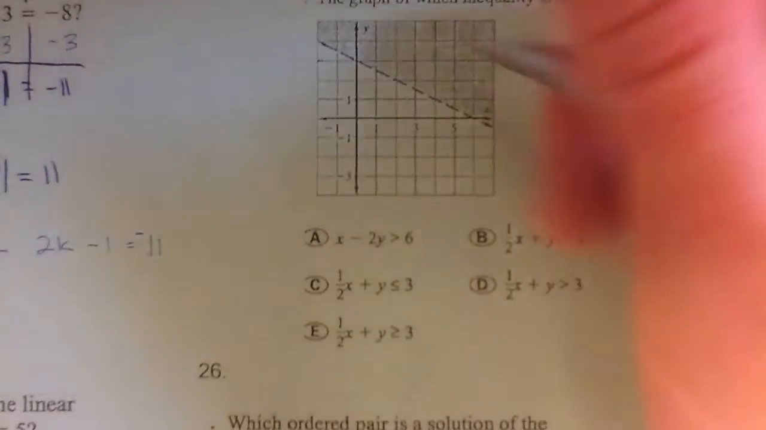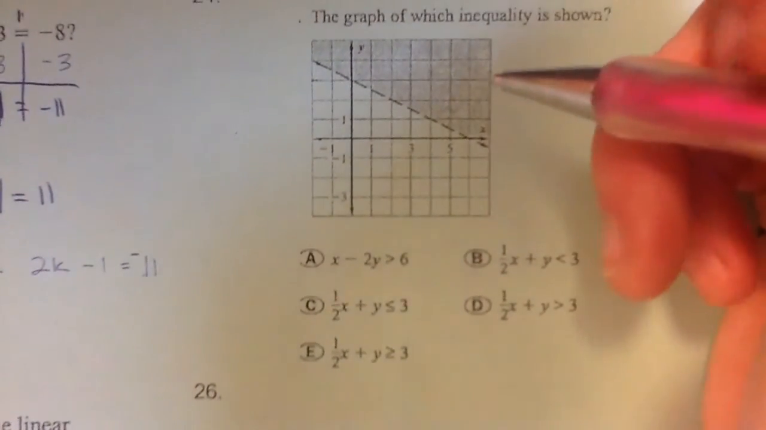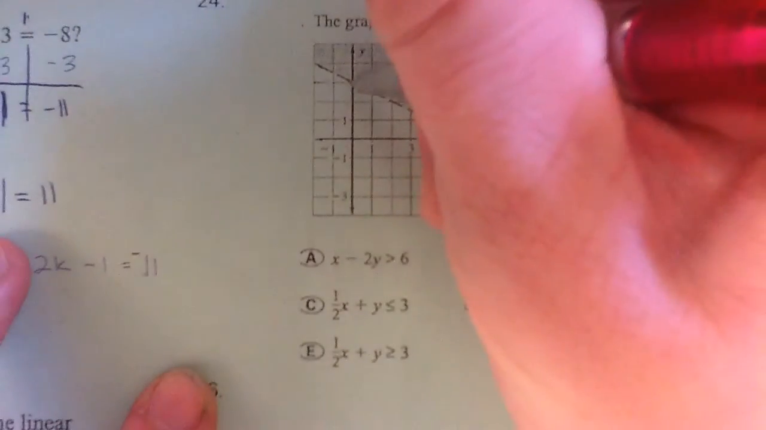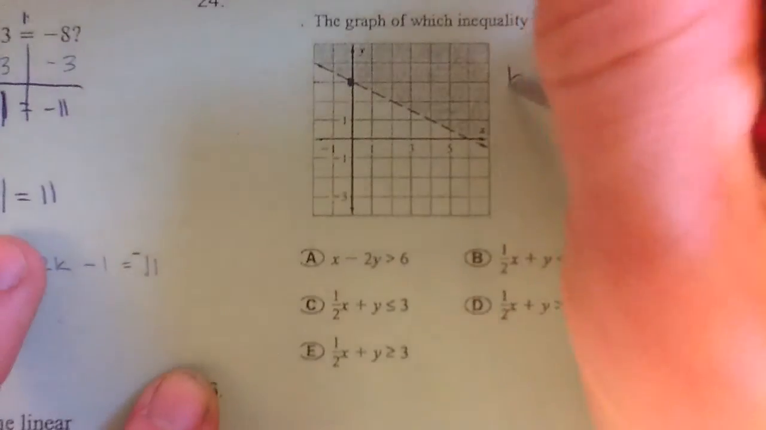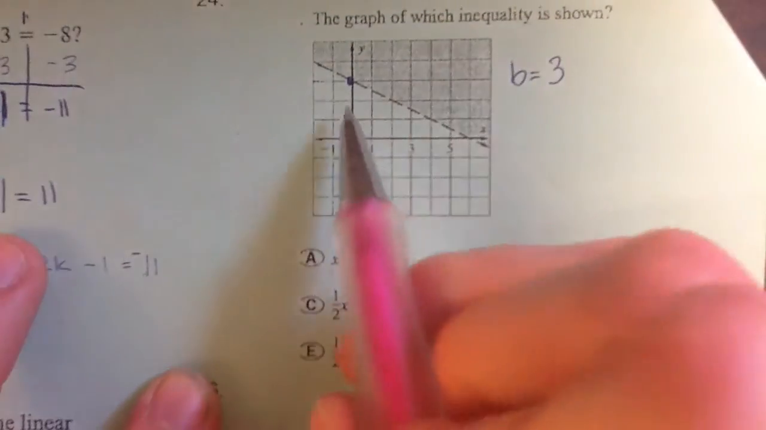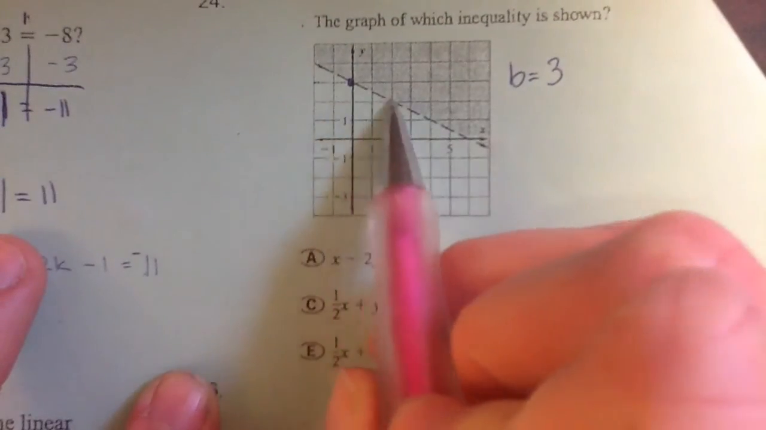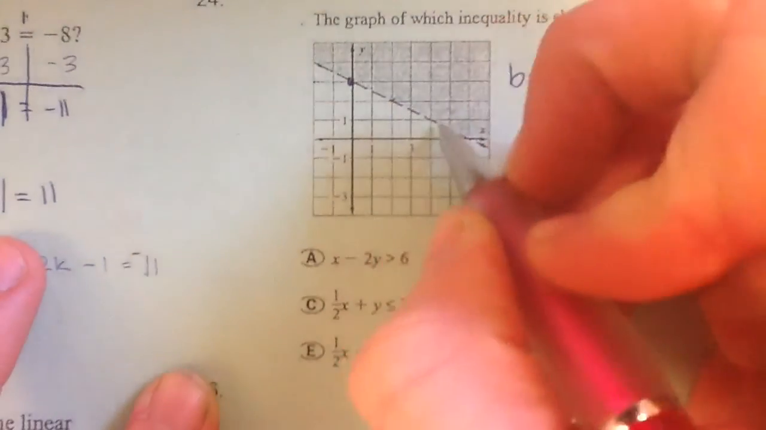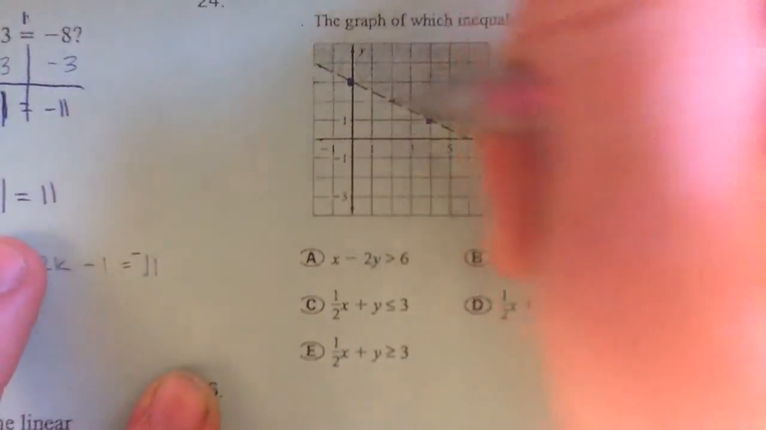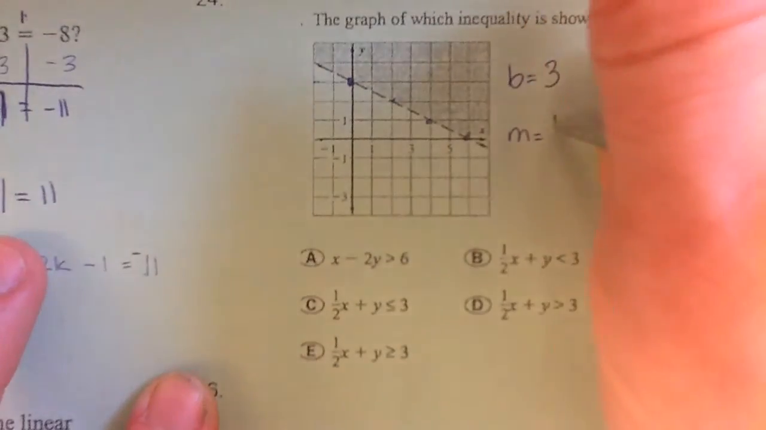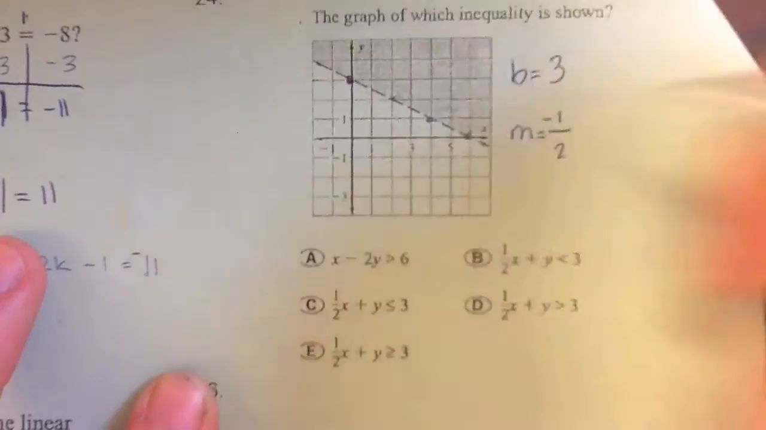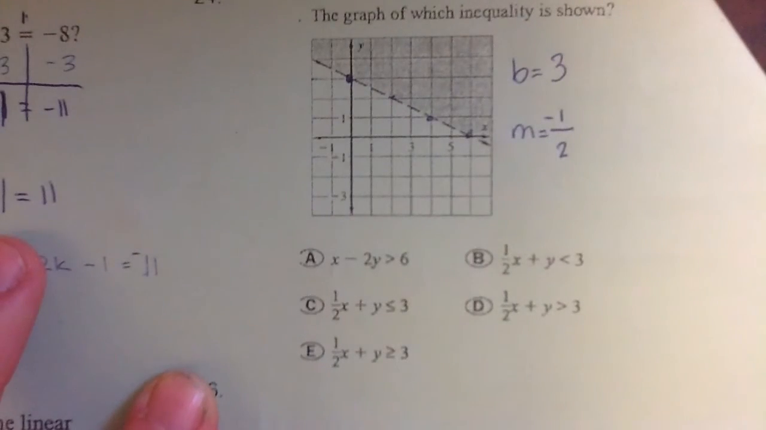But I do know that if I looked at this line, I know a couple of things about it. I know that it has a y-intercept at 3. I know that it has a slope of down 1 over 2, and rise over run would give me that, but it's a negative slope. Okay, so I have those two pieces of information.